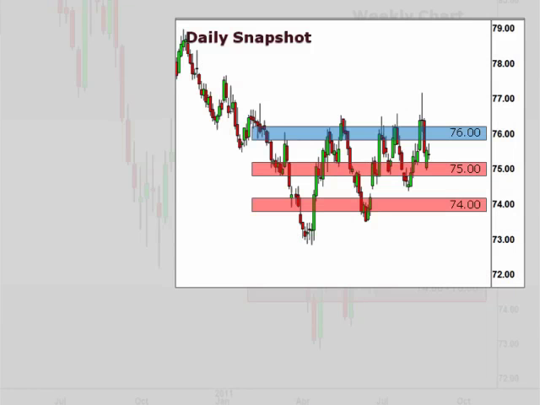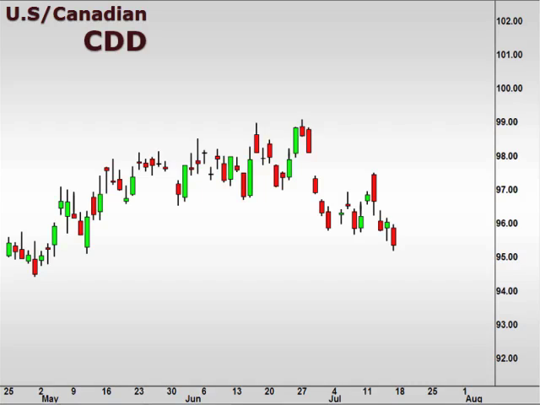Let's take a quick look at a daily snapshot of the U.S. dollar index. Well, the daily chart reflects the brief test of 77 last week and the failure to hold that level. Once again, we see 75 holding as support. A break below is likely to yield a new short-term test of the 74 support level.